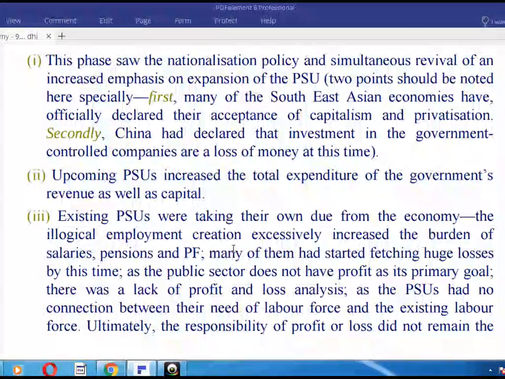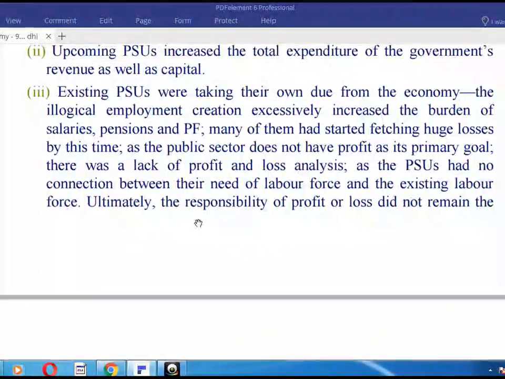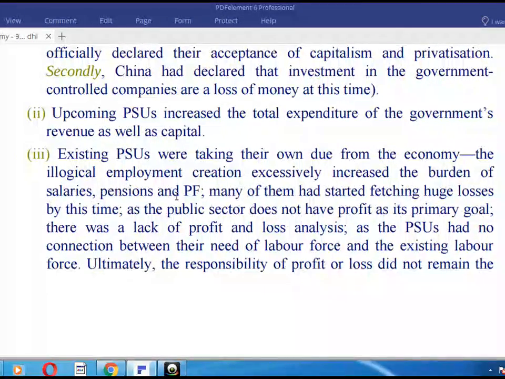First, many of the Southeast Asian economies had officially declared their acceptance of capitalism and privatization. Secondly, China had declared that investment in government-controlled companies is a loss of money. At this time, upcoming PSUs increased the total expenditure of the government, revenue as well as capital. Existing PSUs were taking their own due from the economy. The illogical employment creation excessively increased the burden of salaries, pensions, and PF. Many of them had started incurring huge losses by this time.